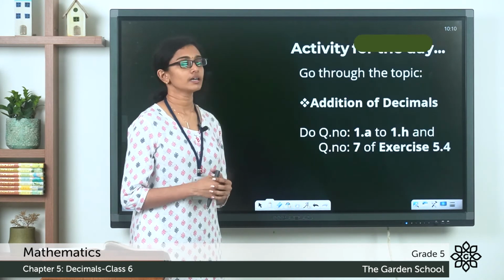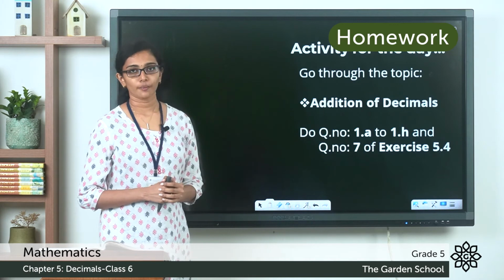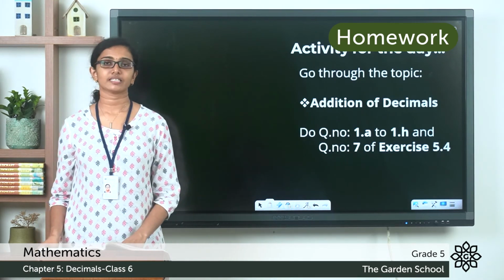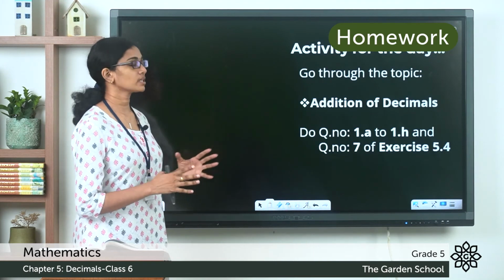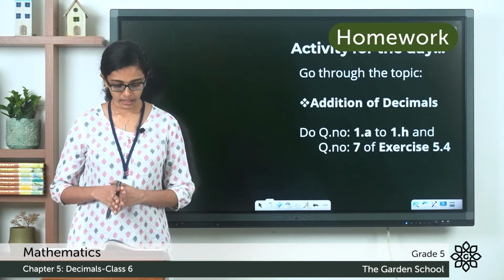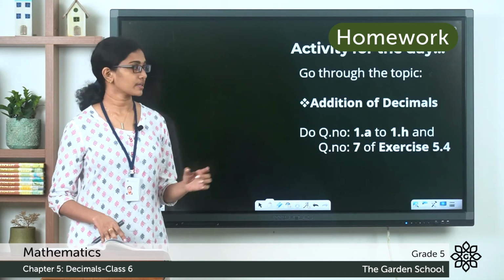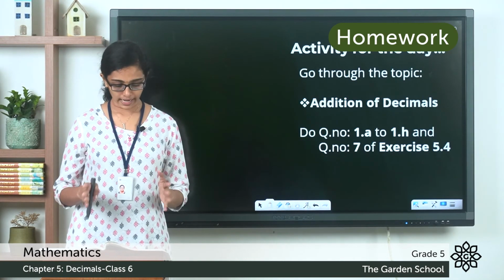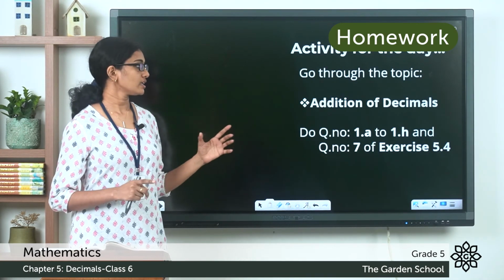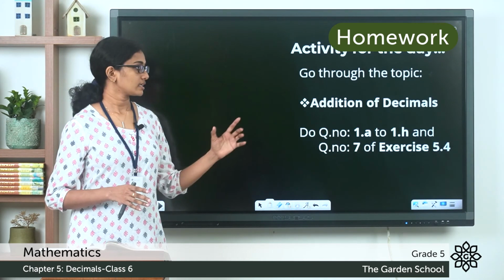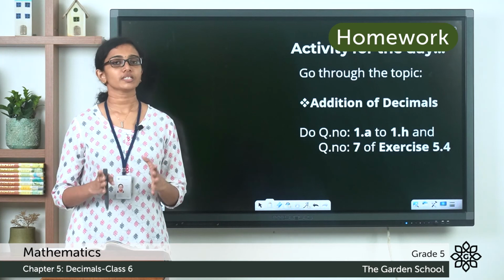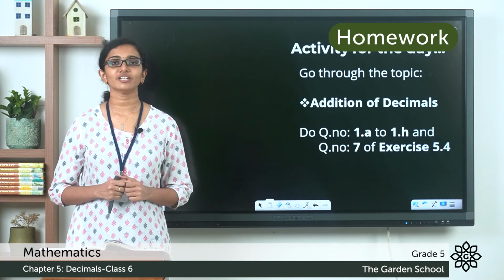Clear? Now, you have to go to the topic addition of decimals on page number 87 of your textbook, and then you have to do some questions today as an activity. In exercise 5.4, you can see the questions 1A to 1H, and you also have to do question number 7 from exercise 5.4. Once you are done with that, you can take a picture and send it to us through Teams.